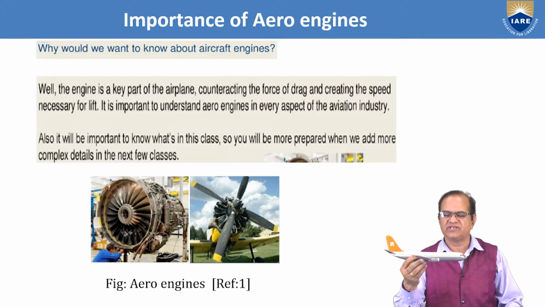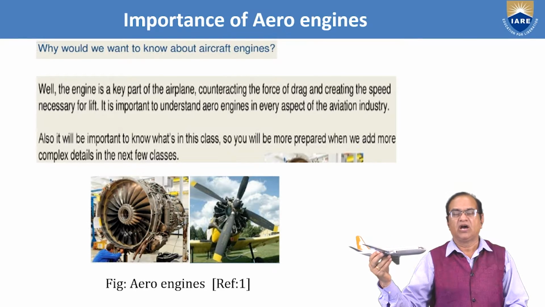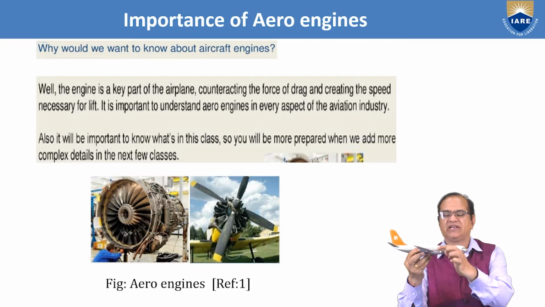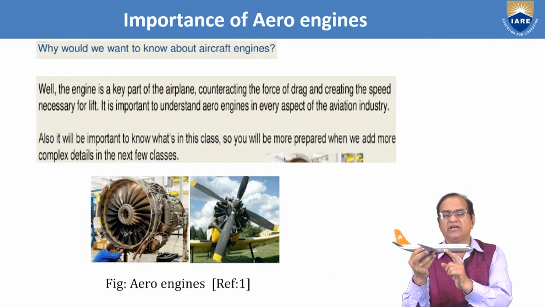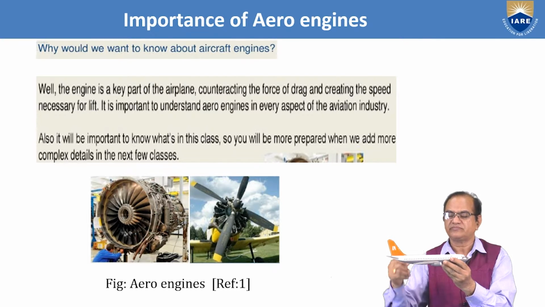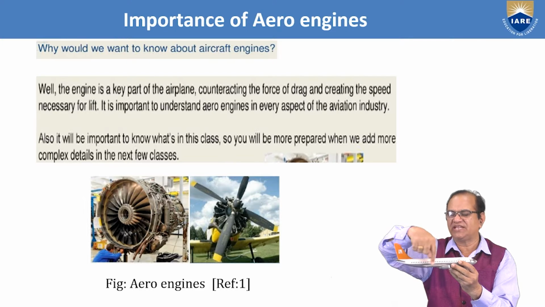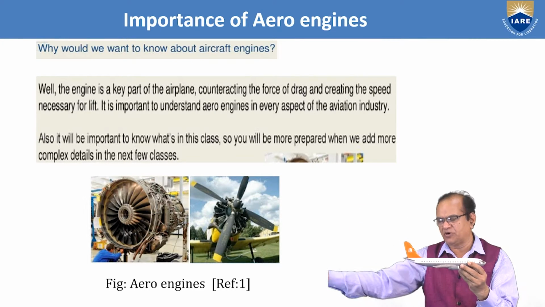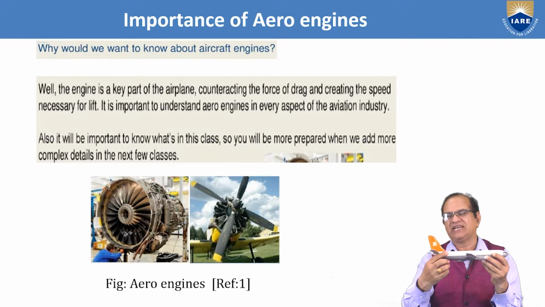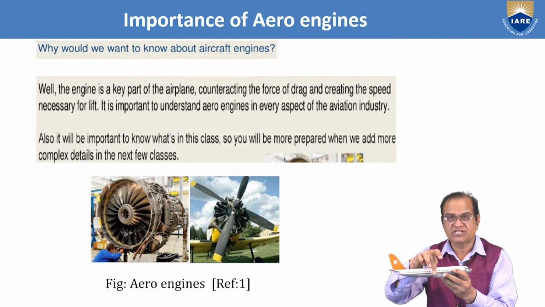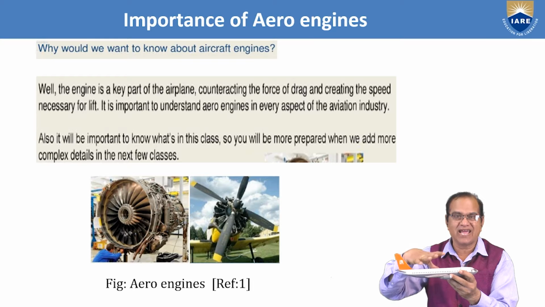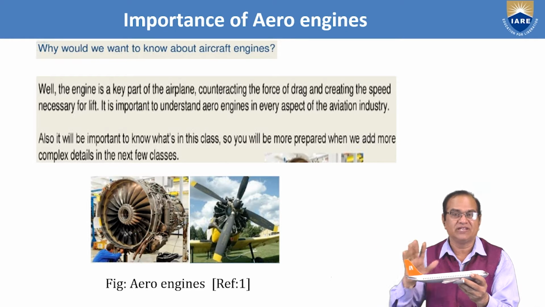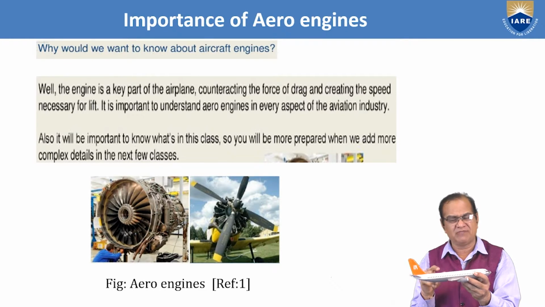Okay, this is the aircraft, and this is the engine. This engine is producing the thrust, and this thrust will go from here, and a jet will be produced, and the aircraft will go in the opposite direction. This thrust is required to counter the drag which is produced by the total aircraft. That is the first and primary requirement.